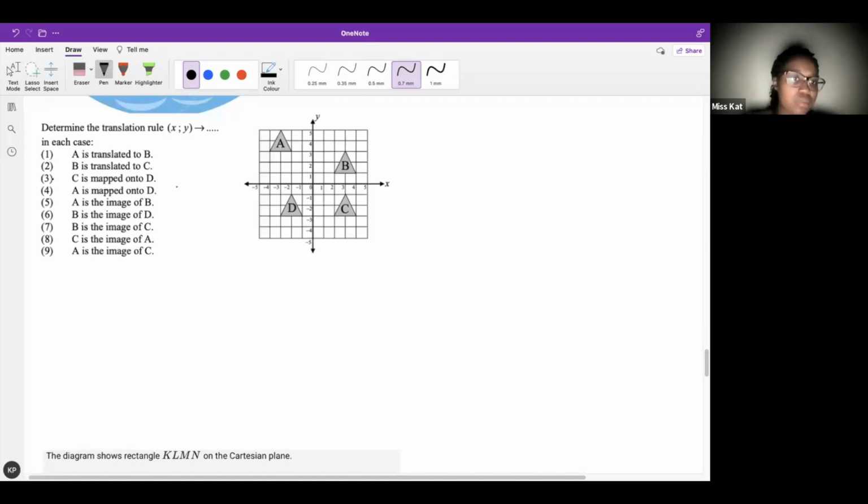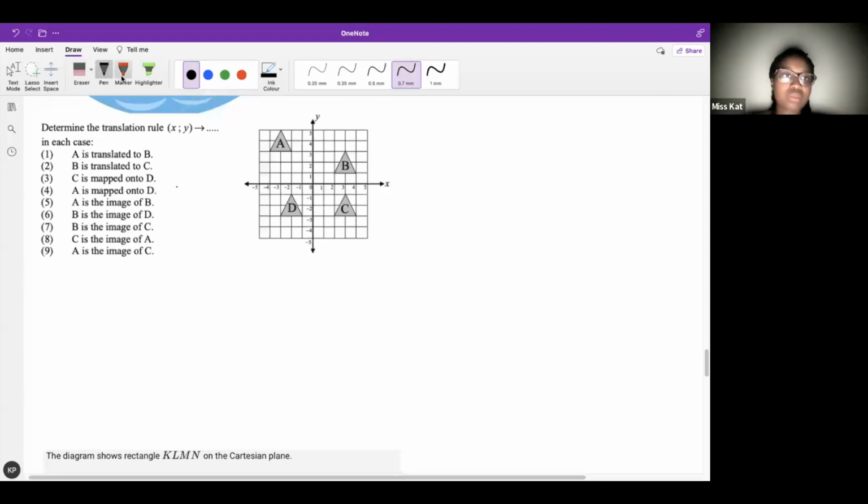Yeah, so we're just moving stuff. I don't know why we're saying the same thing over and over again, but we're just moving stuff. So I want to know the rule for moving them. So A, if I'm moving A to B, I want to know the X and Y rule.